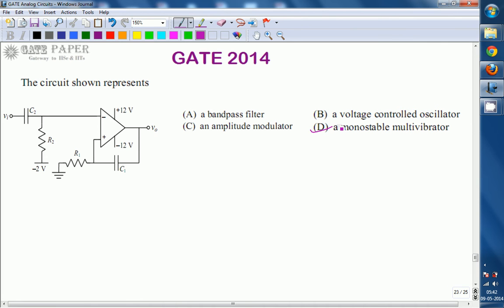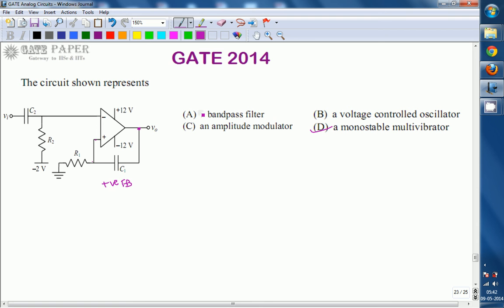Look at the diagram carefully to see whether the circuit has negative feedback or positive feedback. A sample of the output is connected to the non-inverting terminal. Whenever it is connected to the non-inverting terminal, it is treated as positive feedback. The op amp is given positive feedback, and positive feedback is only used in oscillators and multivibrators. So the right option may be either B or D. It cannot be a bandpass filter, and it cannot be an amplitude modulator.